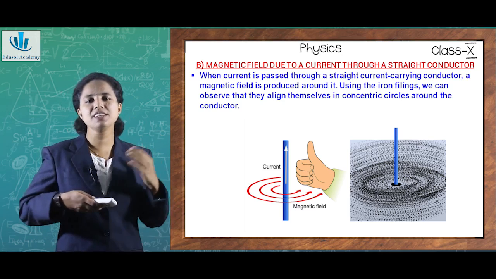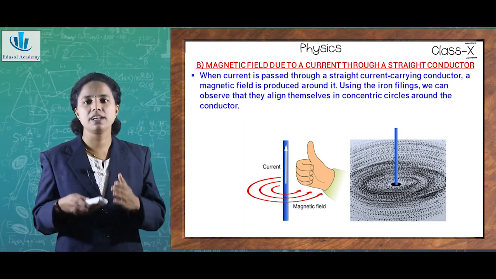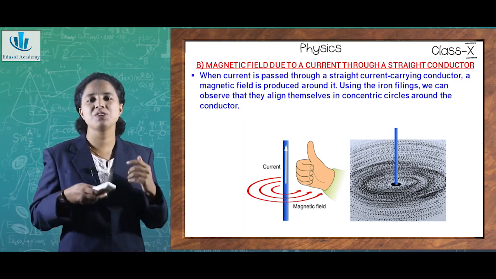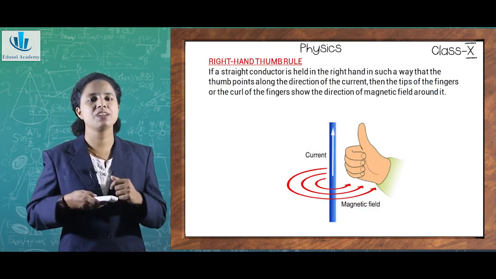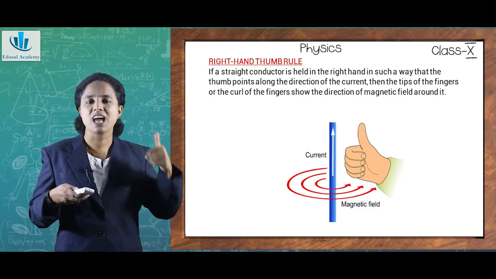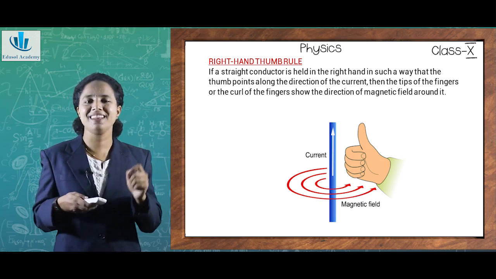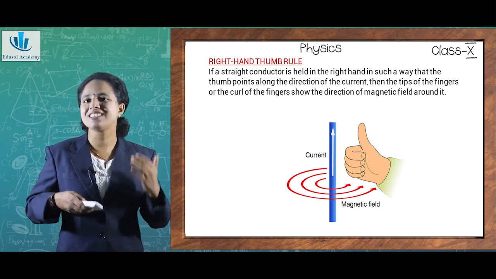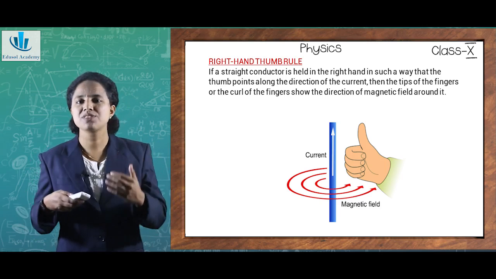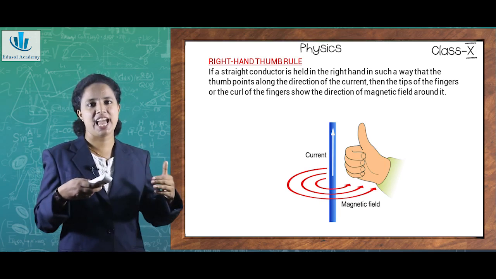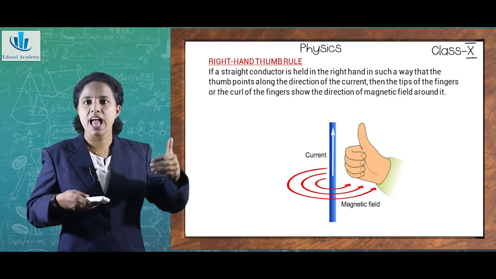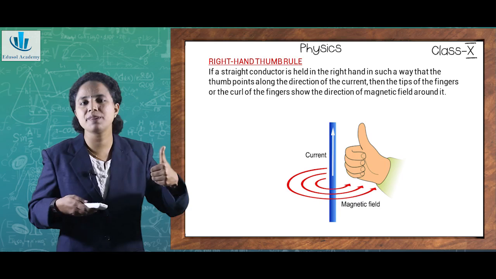And the current direction, the magnetic field direction, etc. in this case are found out using a specific rule, and that rule is the right hand thumb rule. That is, we use the right hand and the thumb of the right hand to find the conclusions. And what does this right hand thumb rule say? As the figure insists, if a straight conductor is held in the right hand in such a way that the thumb points along the direction of current, and then the tips of the fingers or the curl of the fingers show the direction.